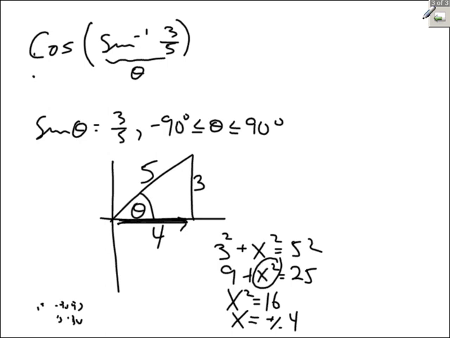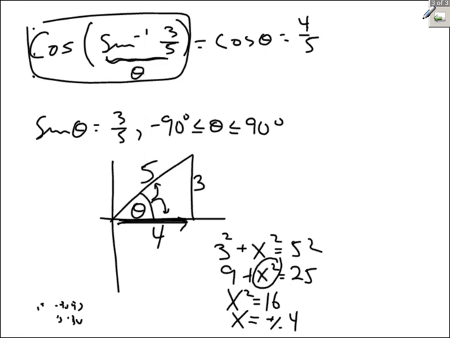Now I really want to find the cosine of this, which I'm calling theta. I can read it off. The cosine of theta. I have the triangle where the angle is theta. The cosine is adjacent over hypotenuse. It's 4 over 5. And that's your answer. This equals 4/5. You have to draw the triangle.